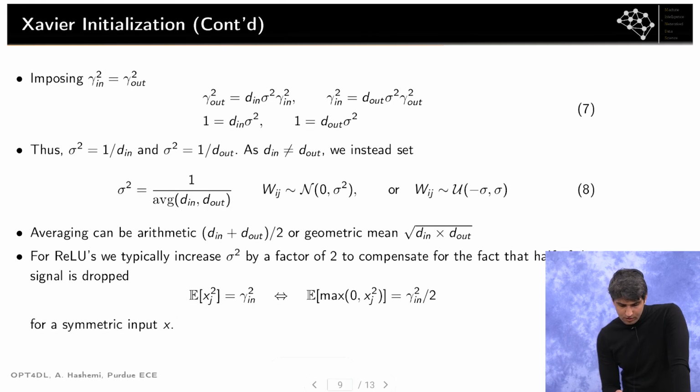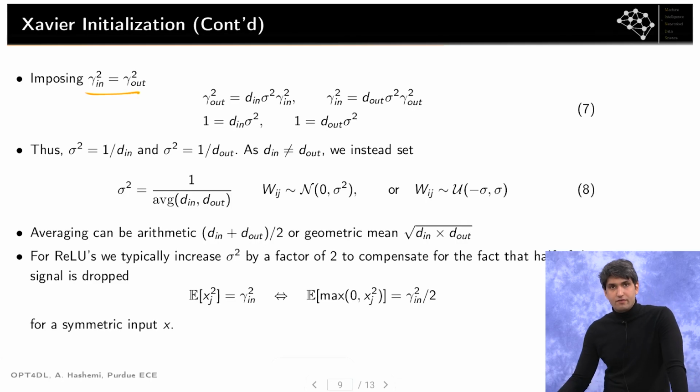All right, so this is basically the condition that we want. When we process the information in the forward or backward direction, we don't want the strength of the signal to change at all. So that means that I want gamma in square to be exactly gamma out square. So these are the conditions we derived in the previous slide. If gamma in and gamma out are the same, I'm going to arrive at this condition.